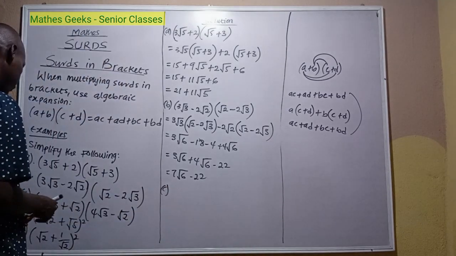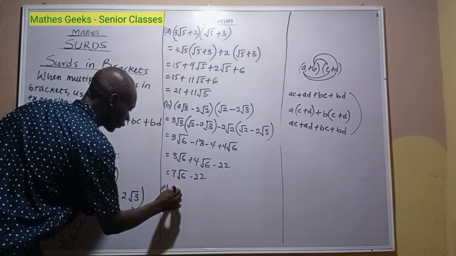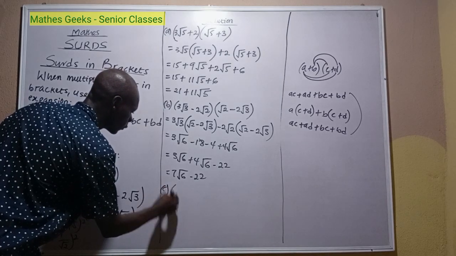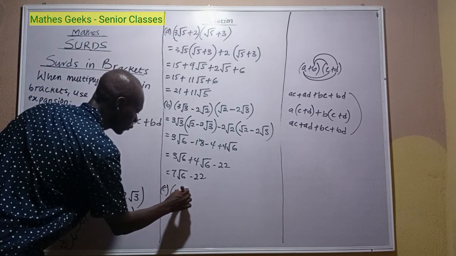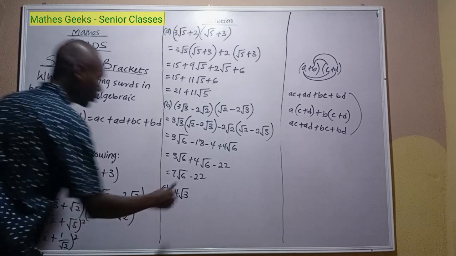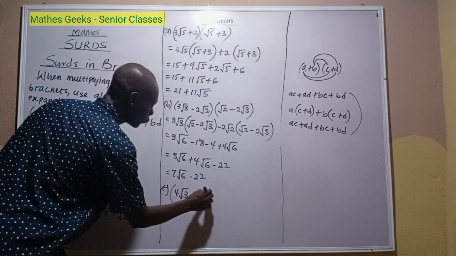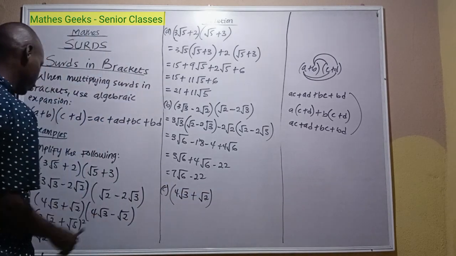C. (4 root 3 plus root 2)(4 root 3 plus root 2).